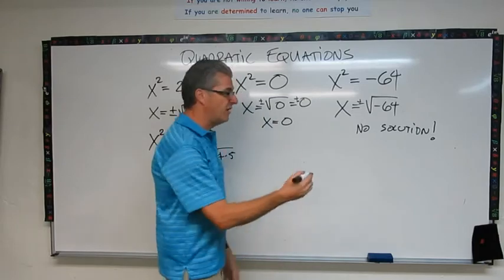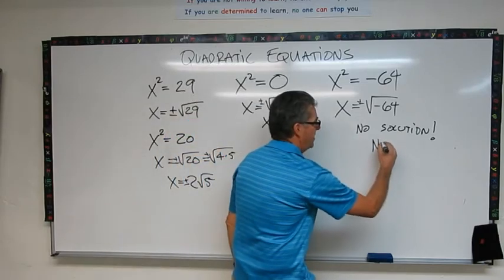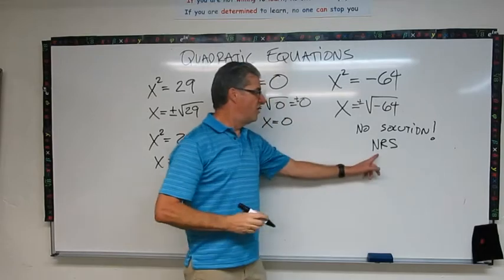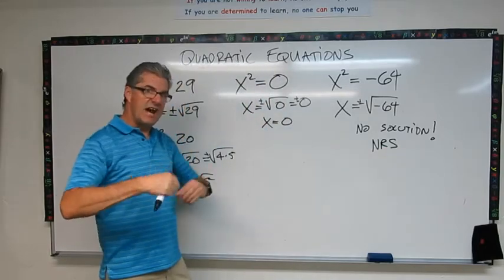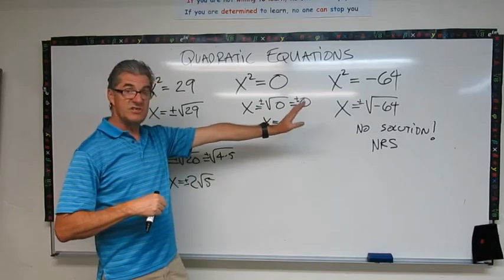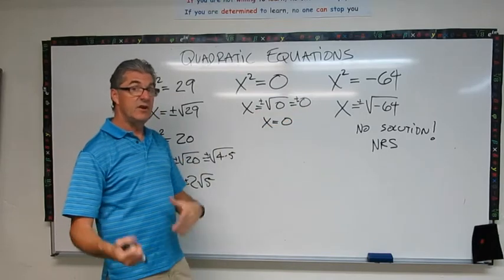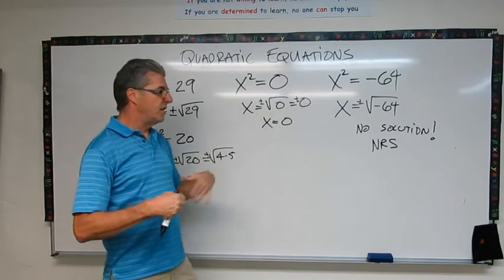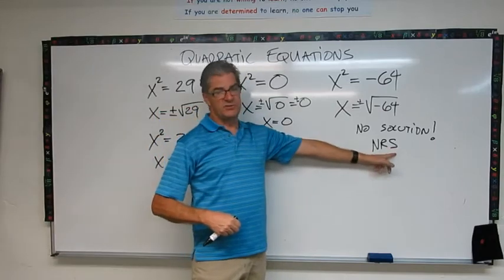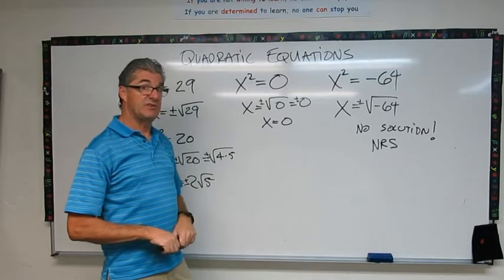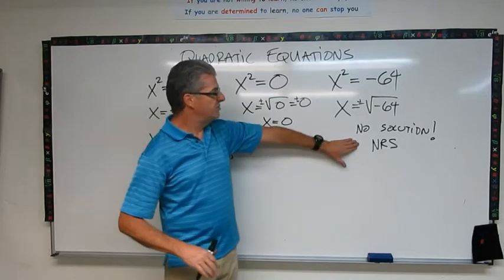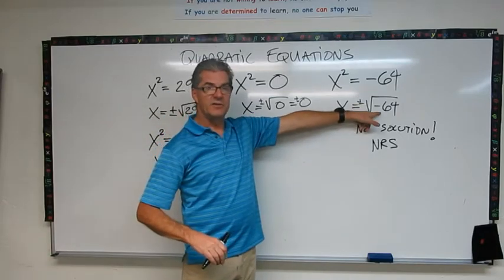Now some people like to write NRS for no real solution, and it's true that we have other types of numbers that we can use to solve a negative square root. They're called imaginary numbers, which is why we say no real solution. We need imaginary numbers to solve that. You'll get that later in your mathematics career, but right now we're just going to say no solution when you have a negative under the root.